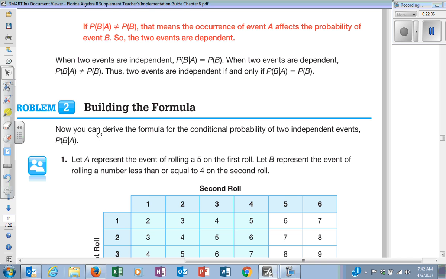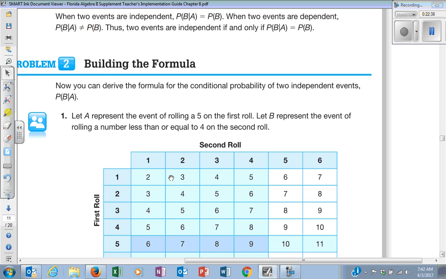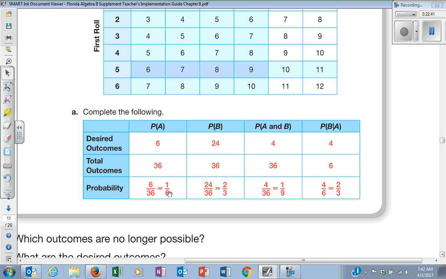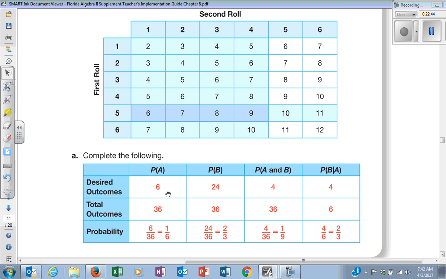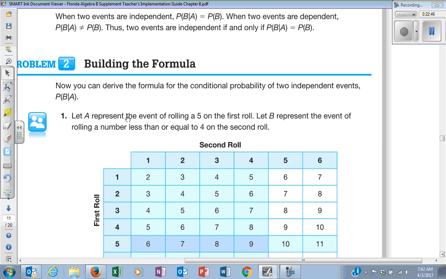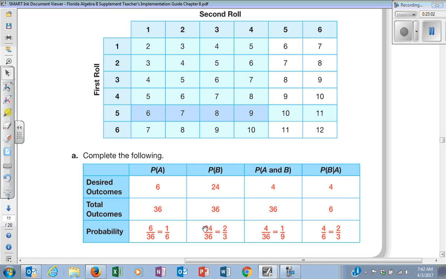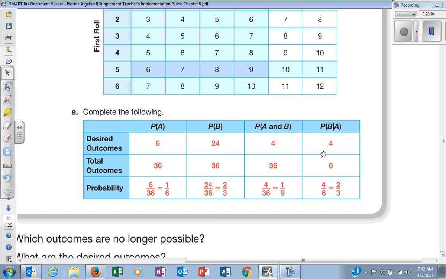Now you can derive the formula for conditional probability. So let A represent the event of rolling a 5 on the first roll and B a number less than 4. So we're going back to that problem. A 5 on the first roll and a 4 or less on the second roll. Complete the probability table right here. So the desired outcomes, there's 6 of them. There's 36 total outcomes for this.